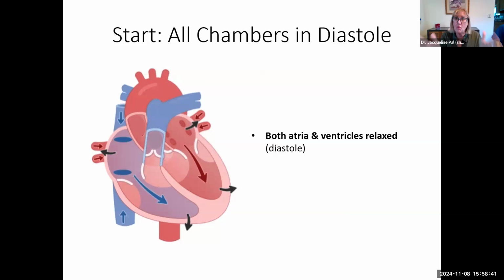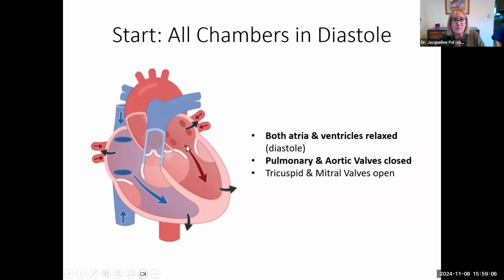So we start with everything being relaxed, with all four chambers in diastole. Atrial diastole and ventricular diastole. So that's what you're seeing in this picture here. The other things you should note are the pulmonary and aortic valves are closed when all four chambers are in diastole, but the tricuspid and mitral valves are open.